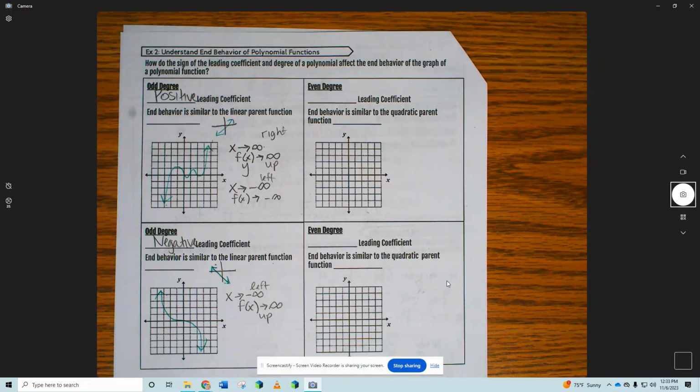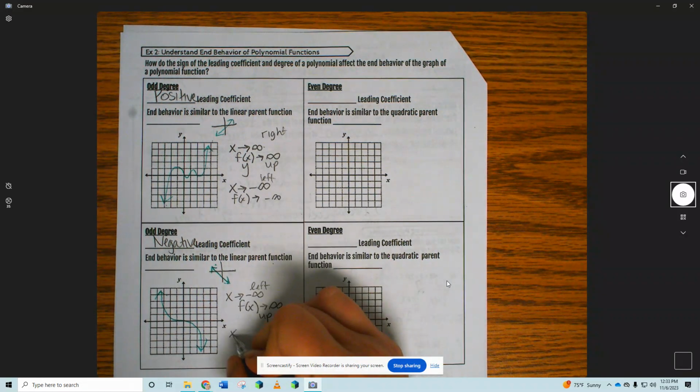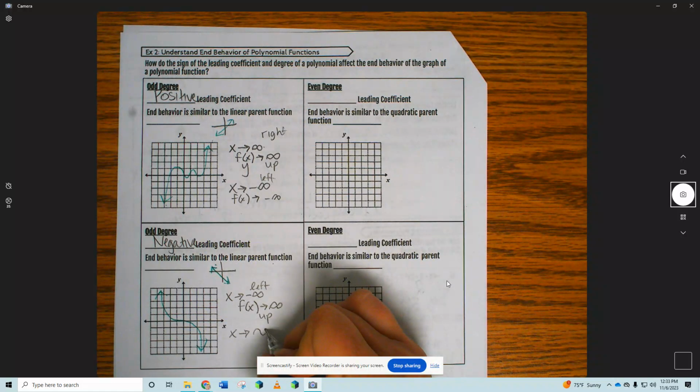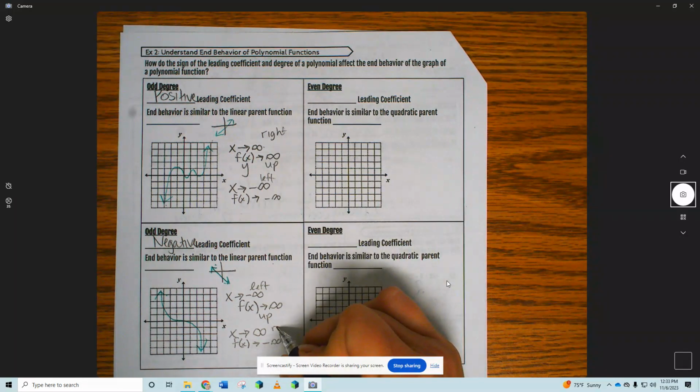So down right is going to be x is going to the right, but y is going down. X is going to positive infinity. F of x, which is y, is going downward to negative infinity. Right, down.